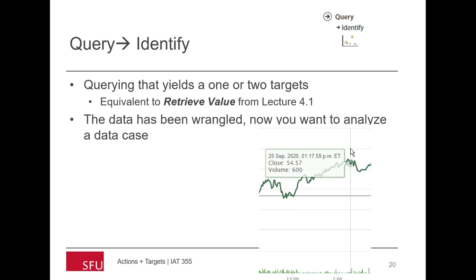I recognize that search, where you know the location, search lookup is very similar to this, but here the query identify task is much more closely linked to doing identification and retrieving value within a visualization tool. Remember that lecture segments 4.1 and 4.2 focused on tasks done within a visualization tool, and query identify has a similar context. So in this case, we are showing another stock market graph. The data has been wrangled, and now you want to analyze a data case. And this is some stock, I can't remember which.